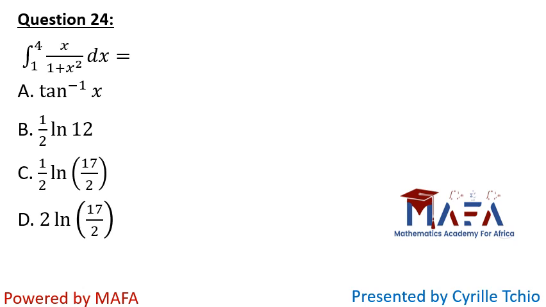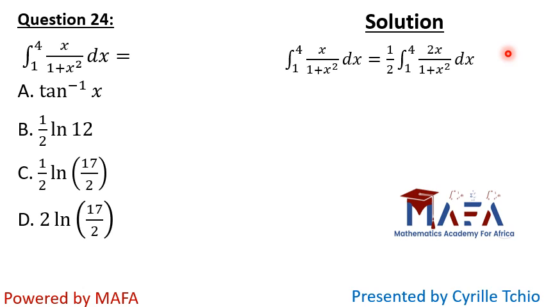Moving to the last question of this part of the video, we have question 24. It says the integral from 1 to 4 of x all over 1 plus x squared dx, we need to find this integral. Well, how can we find it? If we multiply the numerator here by 2, we have 1 all over 2 integral from 1 to 4 of 2x all over 1 plus x squared. This half here can come in, so you have not changed anything, because this 2 is still going to go here.